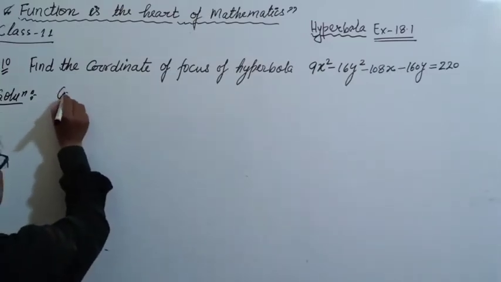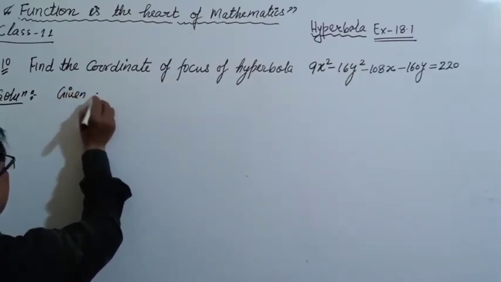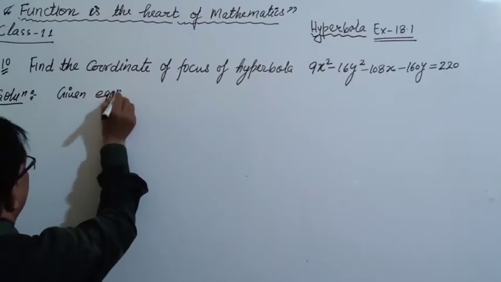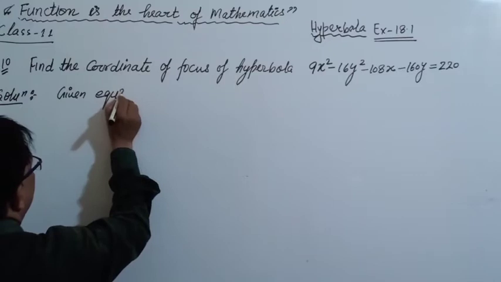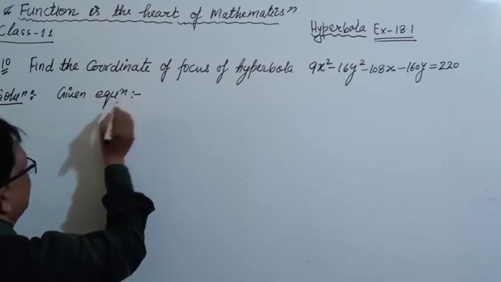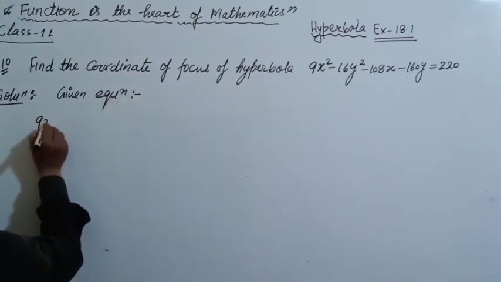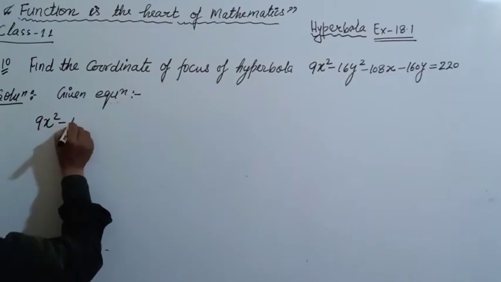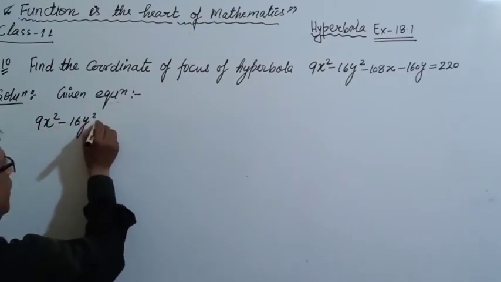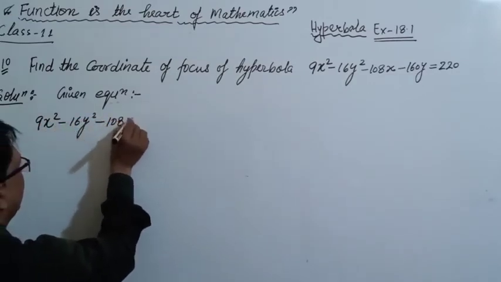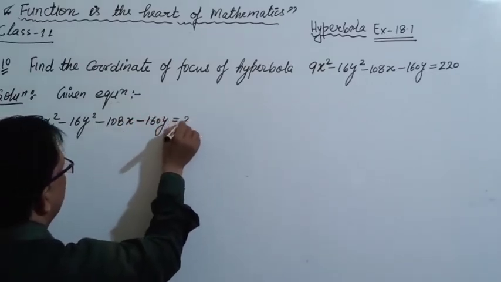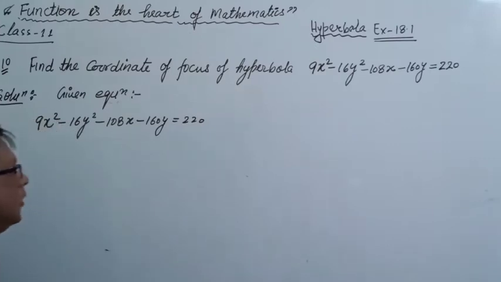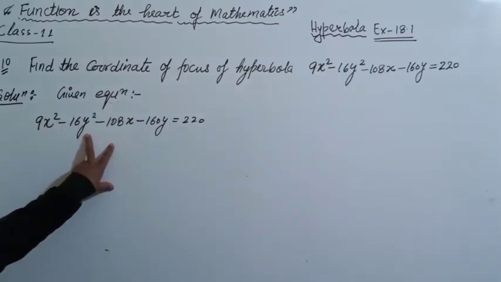Given equation. Here the equation is given, so we write the given equation: 9x square minus 16y square minus 108x minus 160y equals 220. This is your given equation.